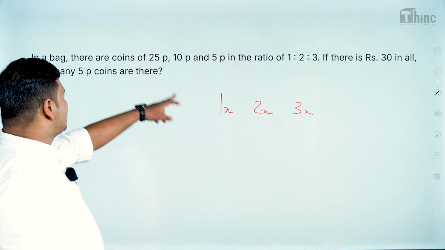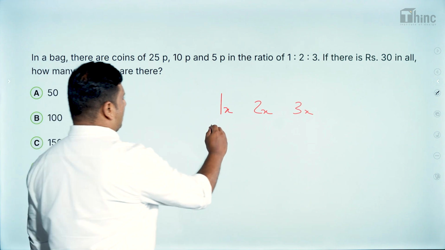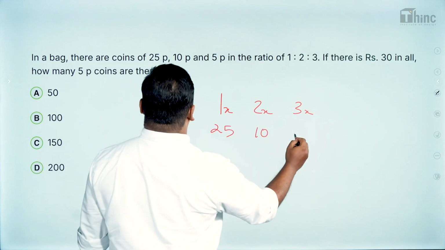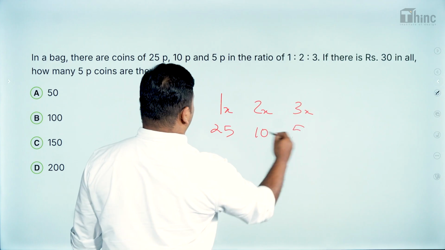And we know that there are 1x number of 25 paise coins and 2x number of 10 paise coins and 3x number of 5 paise coins.